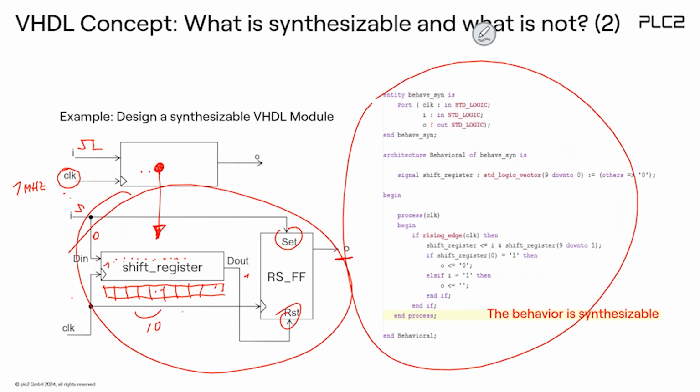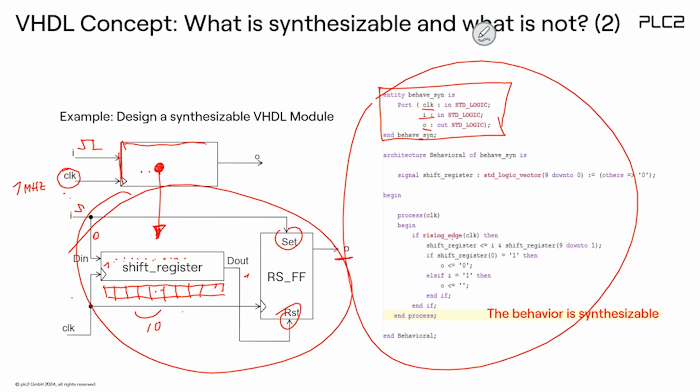That's the idea. So in this case, you see that would be the definition. That would be the entity. The clock is input, the I is input, the O is output. So this is actually this box here. And now here, this process is sensitive to a clock.